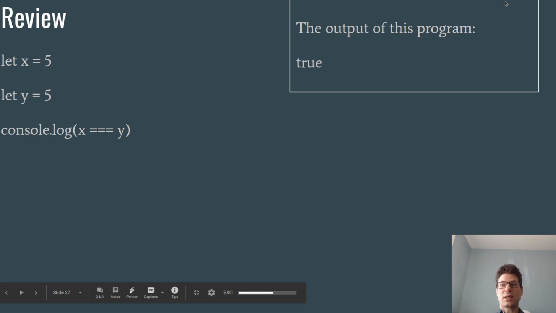Let's move on to the next topic. In this code, we have 3 lines: x equals 5, y equals 5. Then we console log x equals equals equals y. Since x and y both contain the number 5, we will console log true.